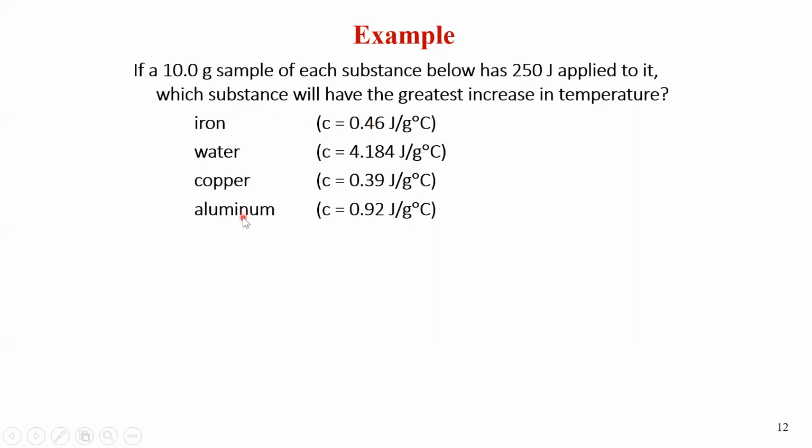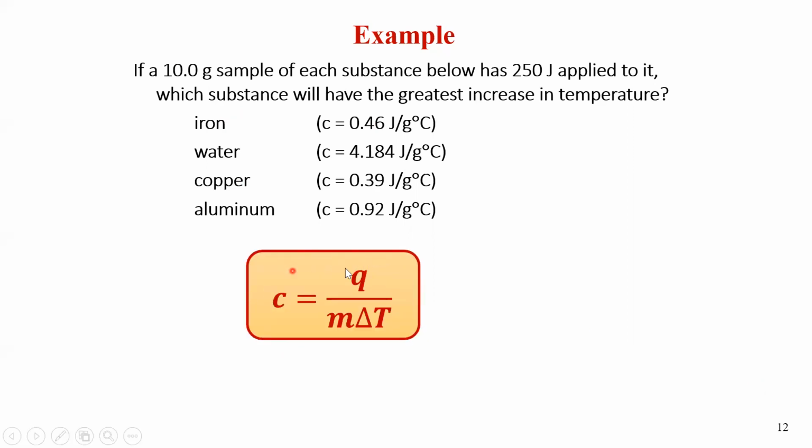Out of these substances, again, I don't want you to do any math. I want you to just do some thinking. Which of these substances would you expect to have the greatest temperature change? Here's our equation. The amount of energy being added is the same for all 4 substances. The mass is the same for all 4 substances. So we just want to see the relationship between specific heat and temperature change. The lower the specific heat value, the greater the temperature change. Copper has the lowest specific heat value, so it would have the greatest temperature change. We could calculate the temperature change for all of them, but we don't need to. It's just a relationship.